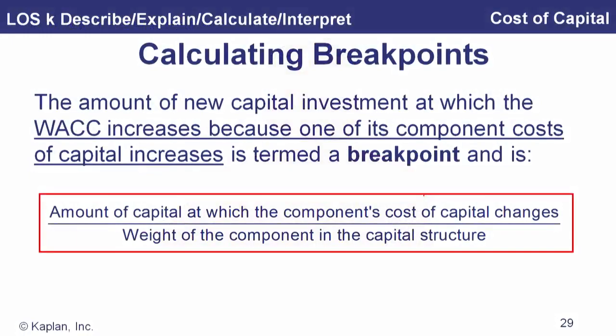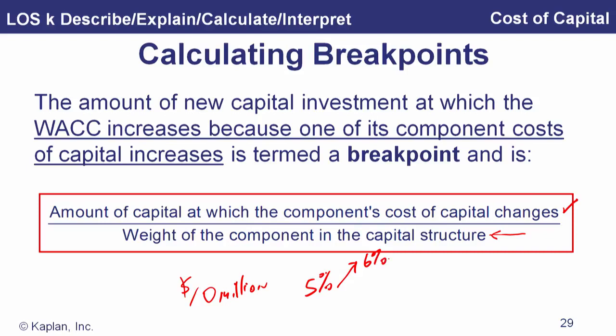Well, that's the amount of new capital investment at which the WACC increases because one of its component costs of capital increases. And how do we calculate those break points? Well, it's pretty straightforward. It's the amount of capital at which the component's cost of capital changes, divided by the weight of the component in the firm's capital structure. So let's say that if you raise more than 10 million in debt, your cost is going to go up from 5% to 6%.